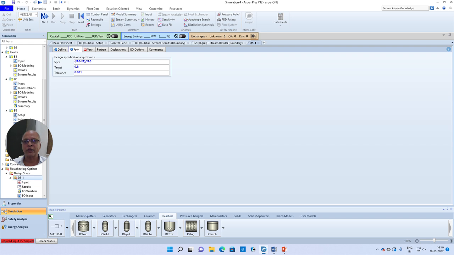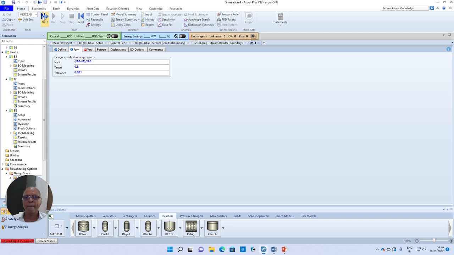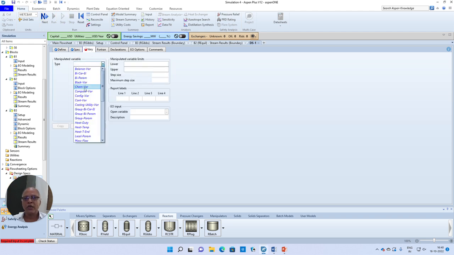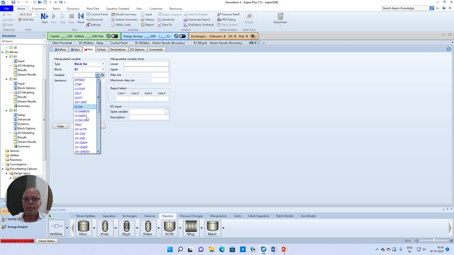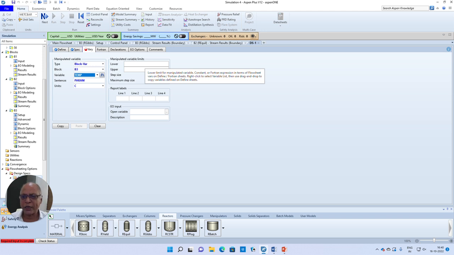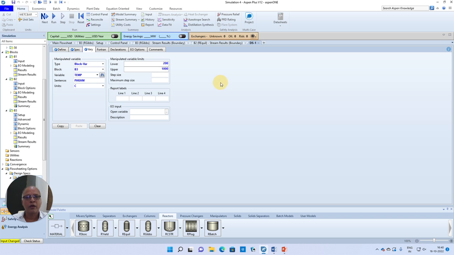And in order to achieve this conversion, what is it that we are trying to vary? The temperature of the reactor. So this is a block variable. Block is V3, that is the Gibbs reactor model. And the variable is temperature. So what should we do? Should we increase the temperature or decrease the temperature in order to get the required conversion? If it is exothermic, anyway, let me presume some range of temperatures, 200 to 1000. So we have defined this.